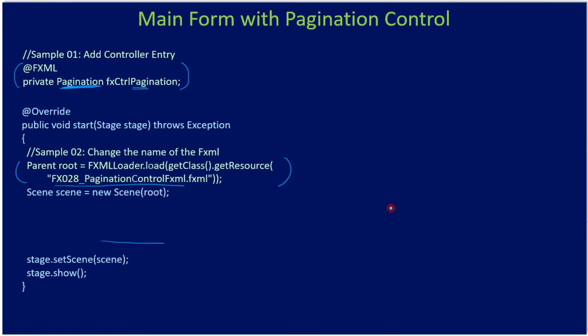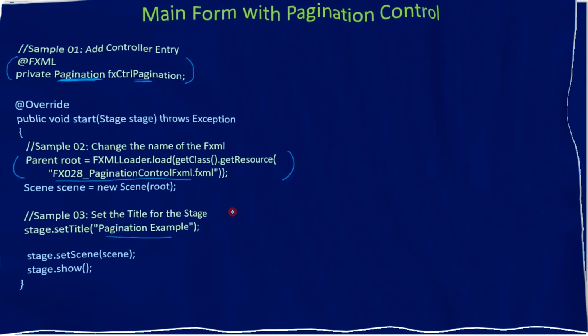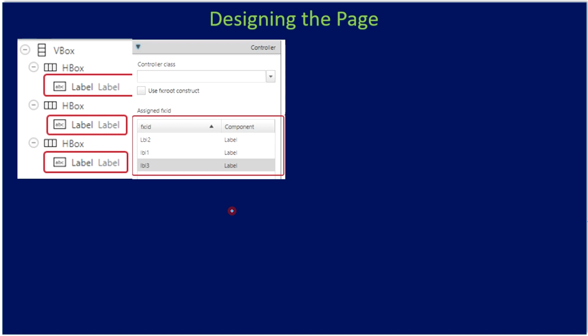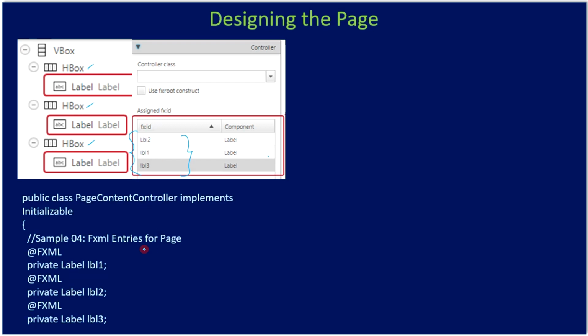In the last video we created the main page, and in the main page Fxml we added the pagination control. Now we will create Fxml for individual pages, and if you see here we have horizontal boxes organized inside a vertical box, and inside each horizontal box we will place all the labels. Then we will assign controller IDs for all three labels.